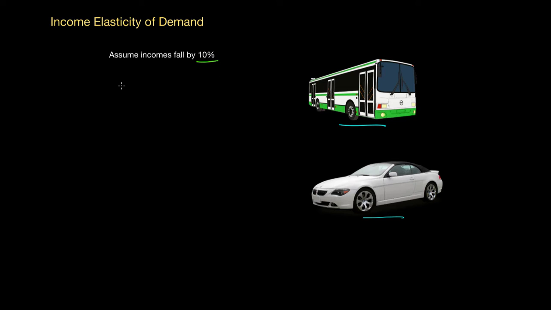Let's start with public transportation. Let's assume that as a result of the 10% decrease in incomes, the quantity demanded for public transportation increases by 7%. At the same time, the quantity demanded for private transportation, so the quantity demanded for cars, decreases by 12%. We can now calculate the income elasticities of demand for public transportation and for private transportation as a result of a 10% decrease in consumers' incomes.